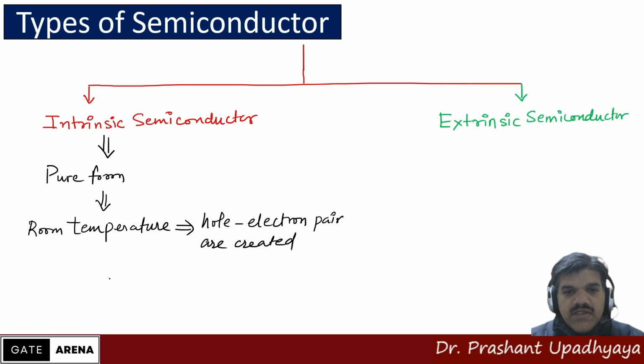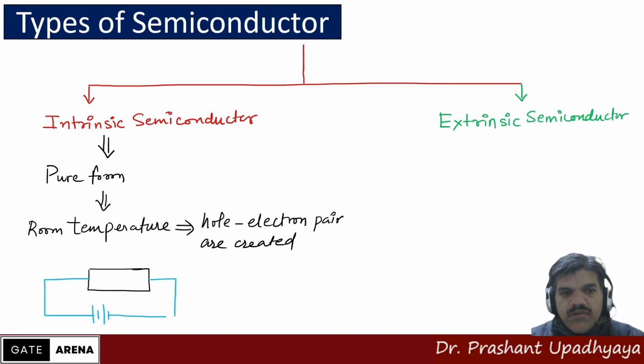Let us consider this with the help of a diagram. Let's say I'm talking about a semiconductor. Let me draw one semiconductor here and connect a battery to it. Now we are going to mark a point; let's say this is point A and this is point B. Inside this semiconductor, we are going to create the charges, which will be the hole-electron pairs present in the semiconductor.